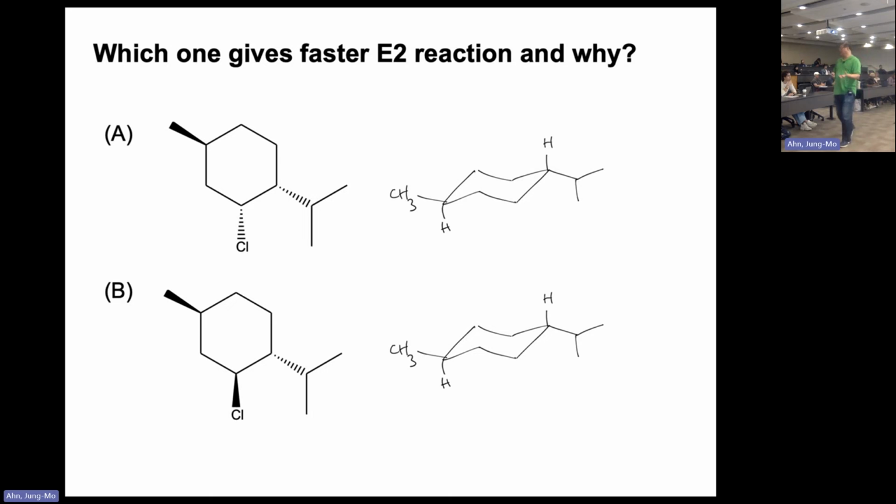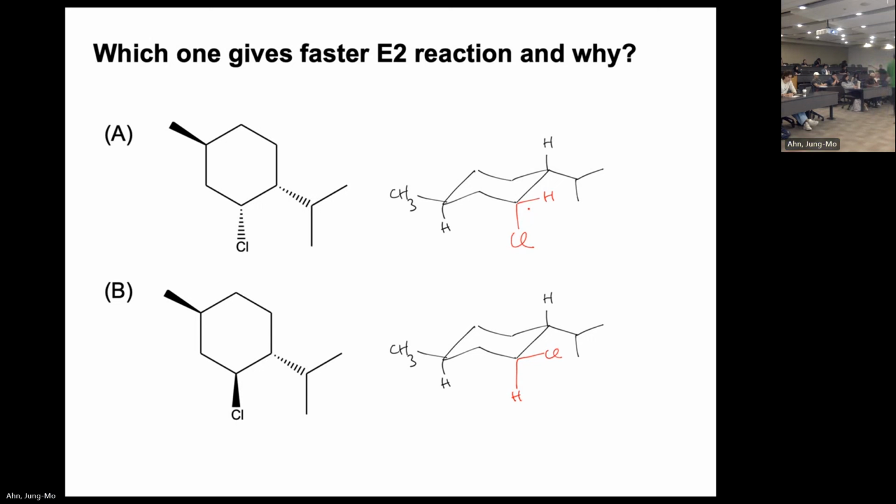It has to be cis, right? That's the clue you should get. It's cis to this one, so this is going to be axial. Trans to that is going to be equatorial. So now you see the most stable chair conformations.